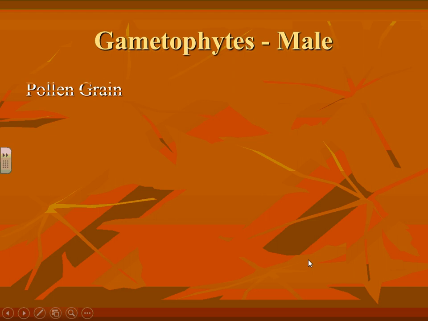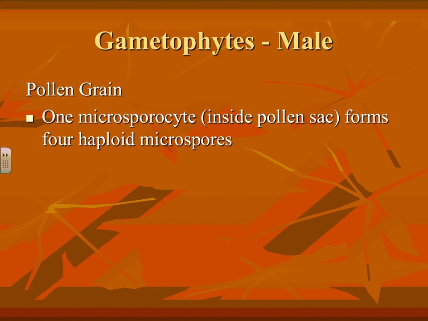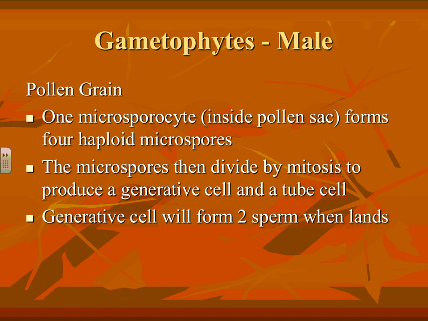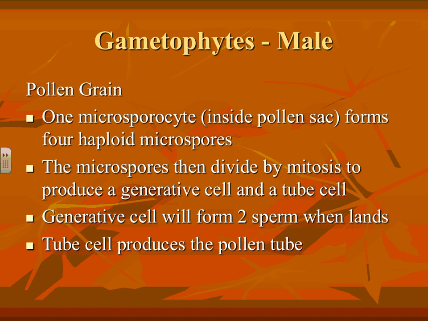Our male gametophytes, we are talking about the male gamete, which is the pollen grain. We have one microsporocyte that forms 4 haploid microspores. The microspores will then divide by mitosis to produce a generative cell and a tube cell. So one microspore will divide to make 2 different types of cells. The generative cell will form 2 sperm when it lands, and the tube cell produces the pollen tube. The sperm can't get to the egg unless the pollen tube grows.